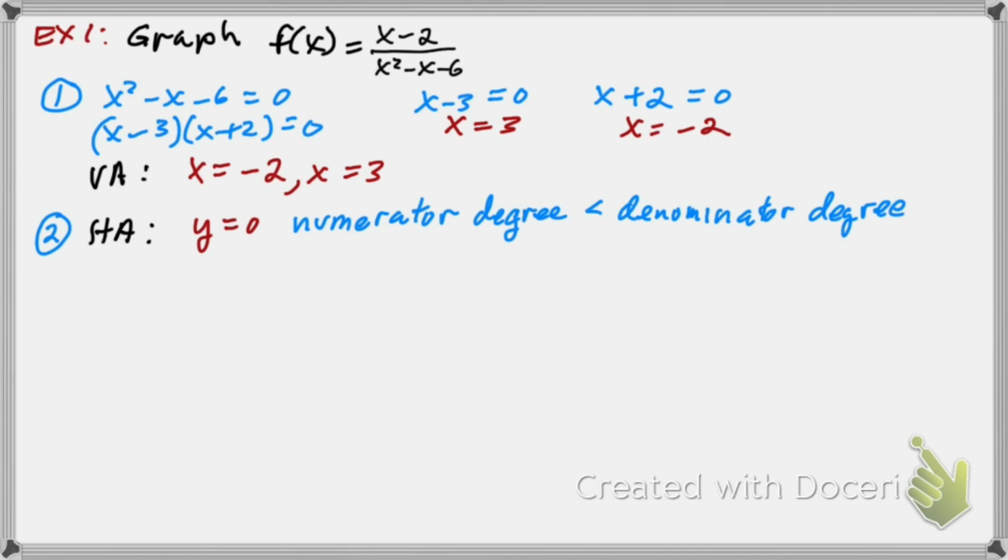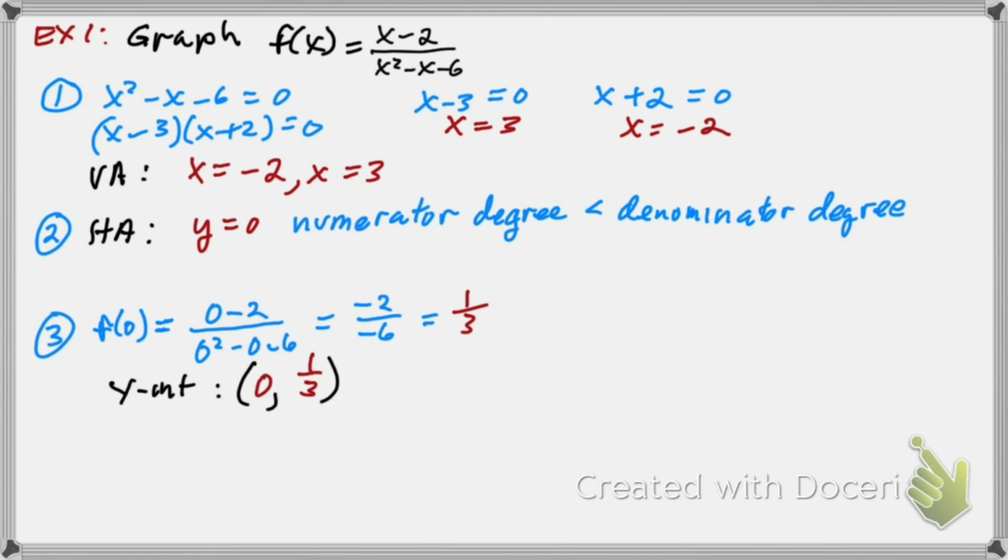Next thing I want to do, I want to find the y-intercept. So I take my complete function and I plug in 0 for my x's. Here's what I'm getting. It comes out to be positive 1/3. So I know that my y-intercept is at the point 0, 1/3. This is all important information for the graphing that we're about to do.